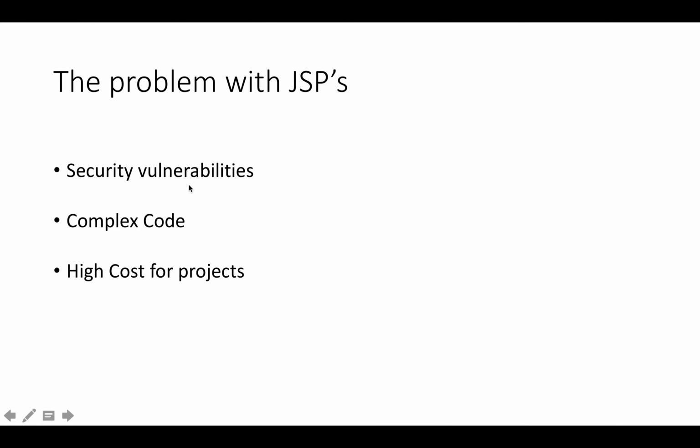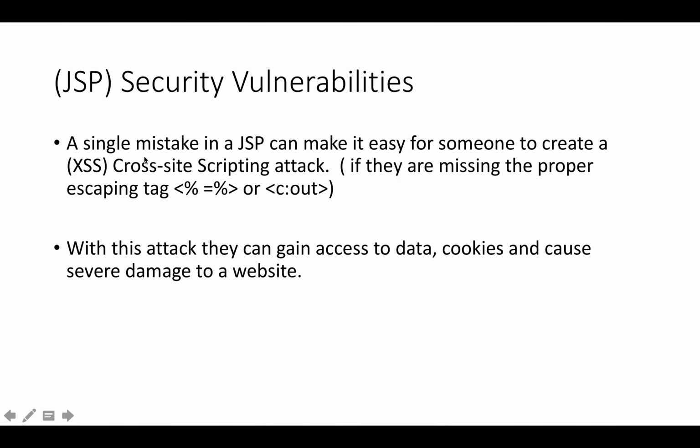The problem with JSPs is that there are security vulnerabilities, complex code, and a high cost for projects. With a JSP, the security vulnerability is as simple as not having an out tag, or a c:out tag in particular. It can allow a cross-site scripting attack where somebody can inject code, get in there and access your data and cookies, and cause severe damage to your website. So these simple little tags right here, the c:out, can cause severe issues.